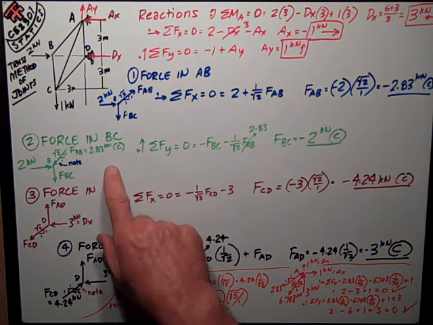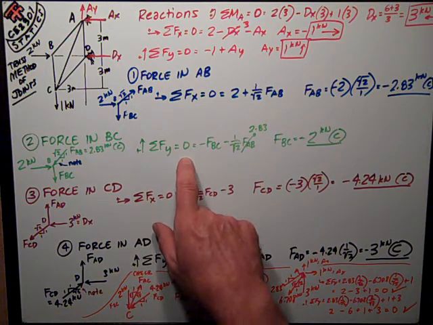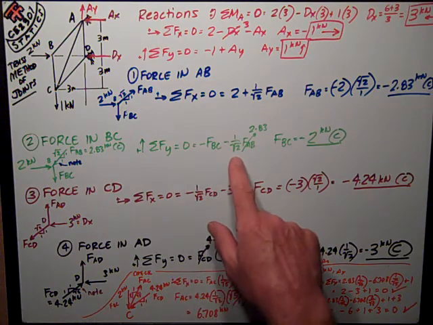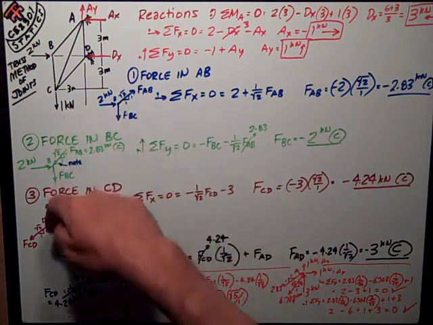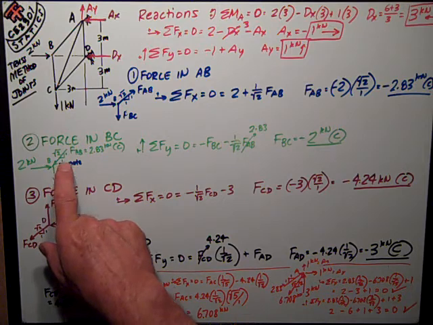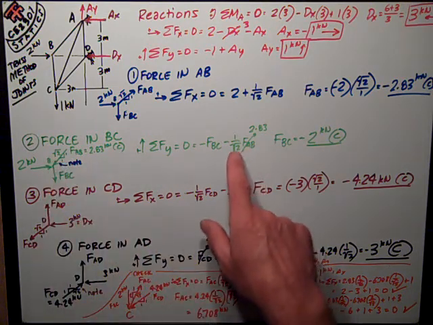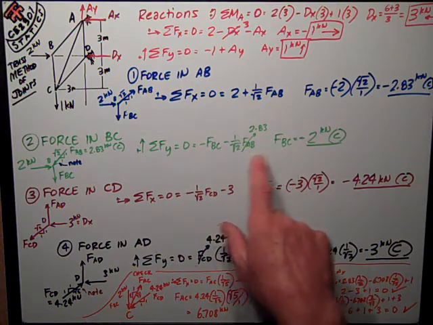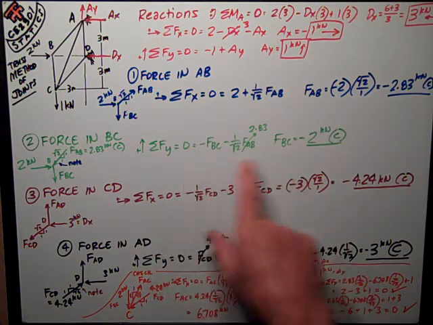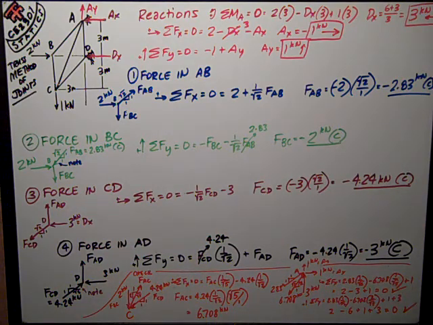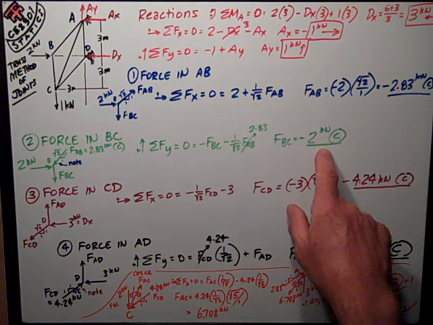And I want to do sum of forces in the y now. Positive is up. That's negative FBC, the unknown, minus, because it's also going down, the y component of FAB, which is 2.83, which is 1 over the square root of 2 times that. So I rearrange and solve for FBC is equal to negative 2 kilonewtons, also compression. So if I use that again, which I think I do use down here in a check, I'm going to remember it's negative 2, or compression.